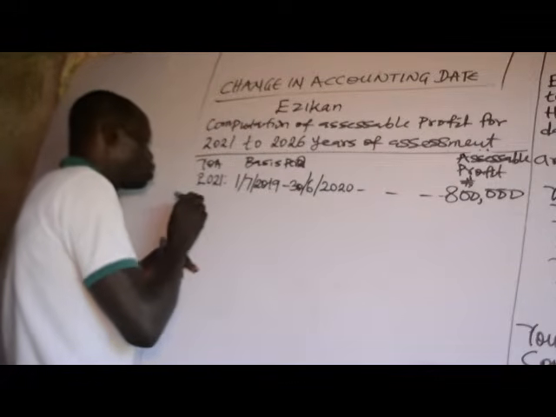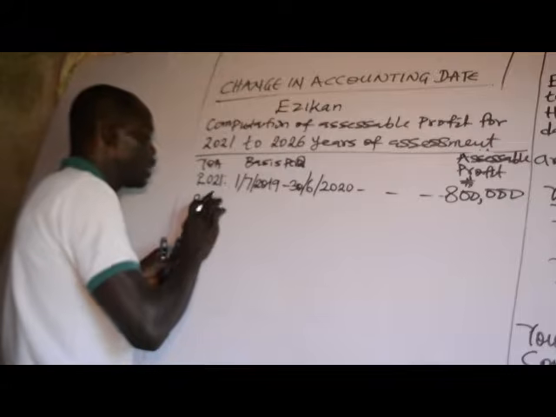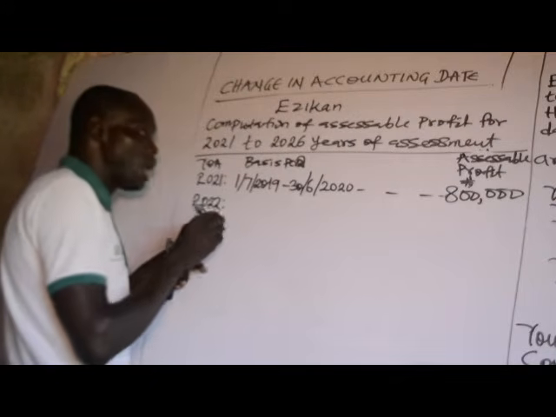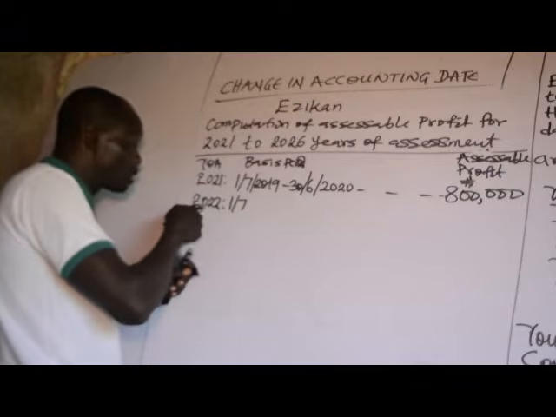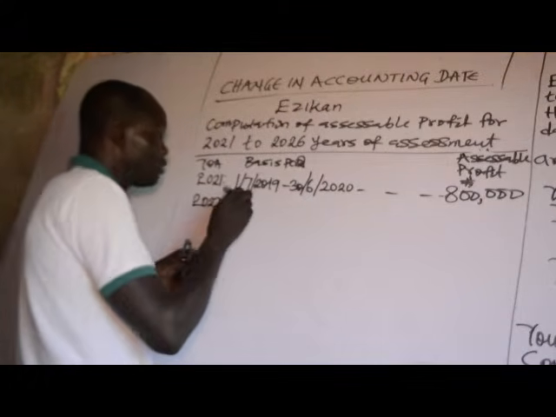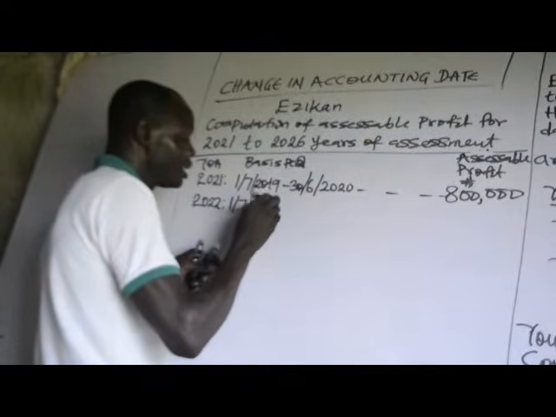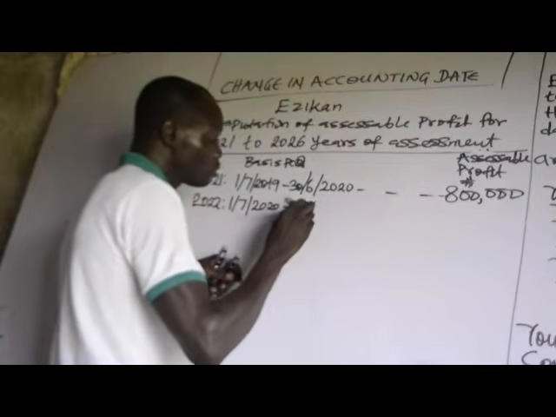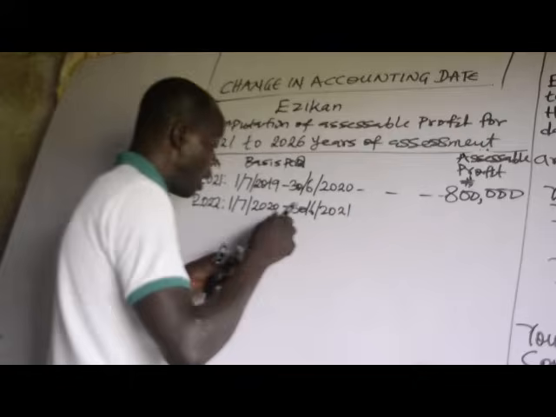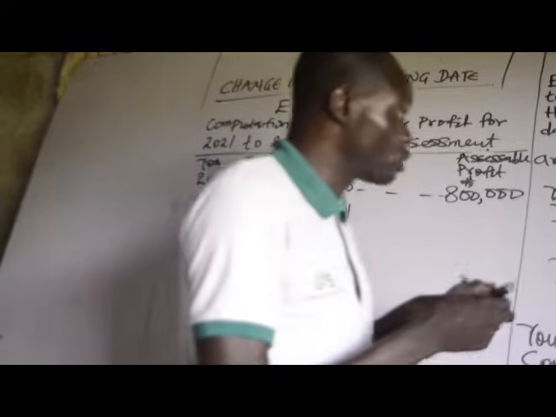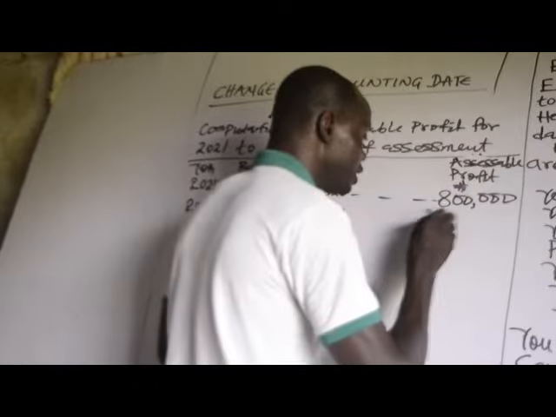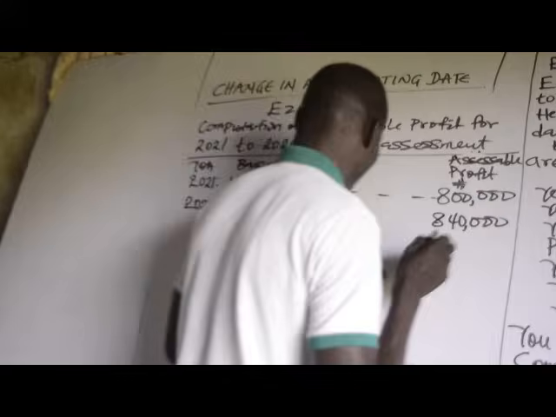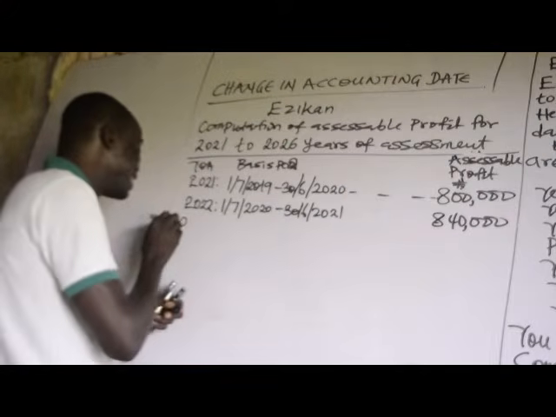Then 2022, preceding year basis. The preceding year to 2022 ended as at 2021. So 1st of July 2020 to 30th of June 2021. And how much is the profit for the year end 2021? The profit for the year end June 30, 2021 amounted to 840,000.